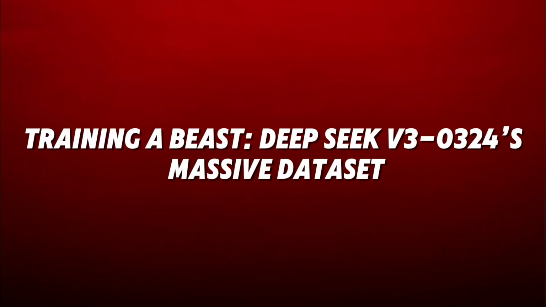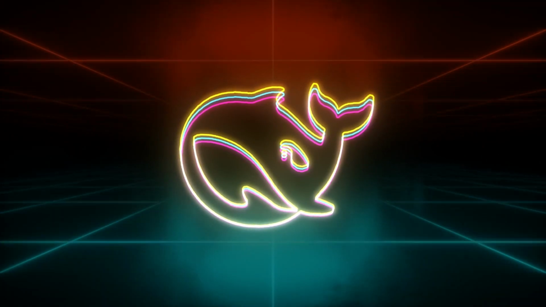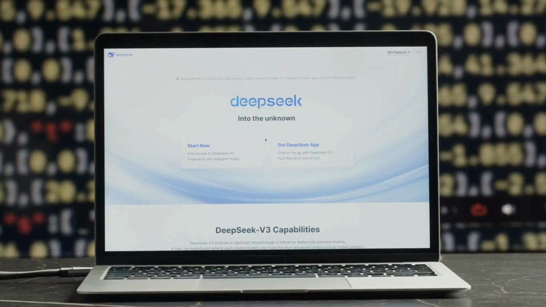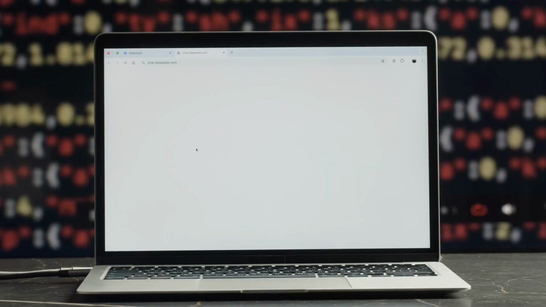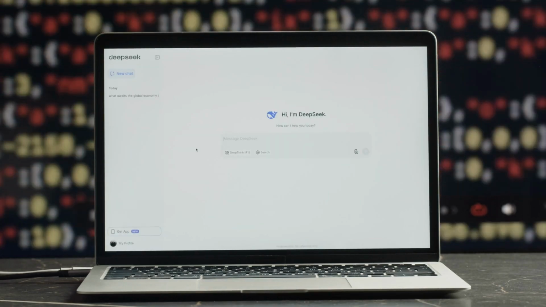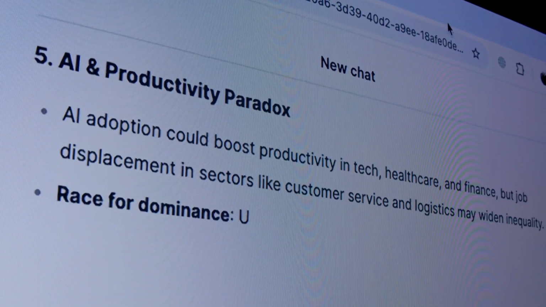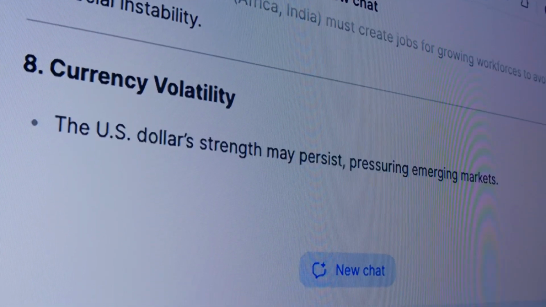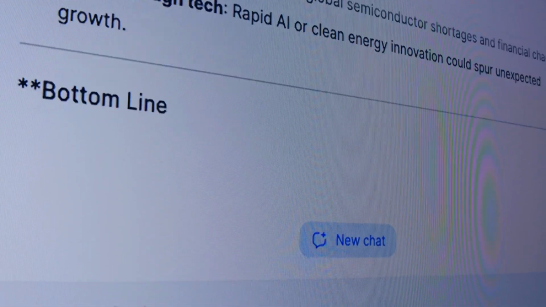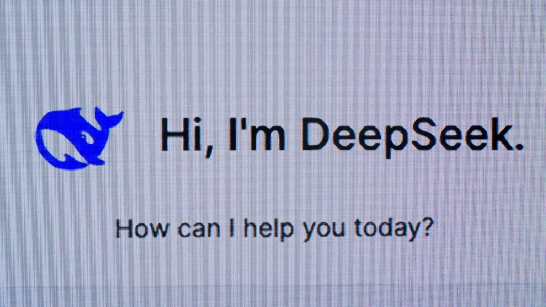Training a beast: DeepSeek V3-0324's massive dataset. DeepSeek V3-0324 didn't just pop into existence overnight. To create this powerful AI, DeepSeek's engineers spent an incredible 2.8 million graphics card hours training the model on a dataset of 14.8 trillion tokens. This training process was not only massive, but also surprisingly cost-effective given the scale. What's fascinating is that even though the dataset was massive, it still cost significantly less than expected for a model of this size.